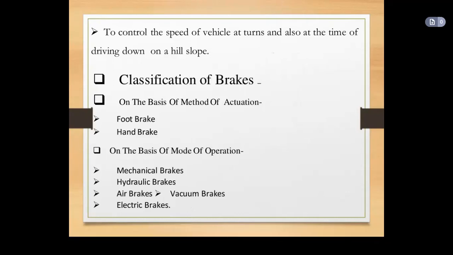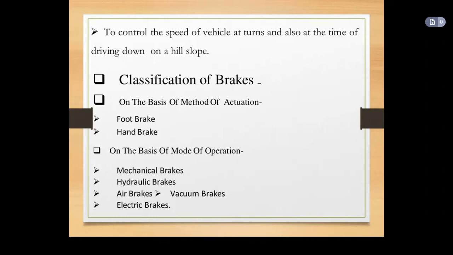The second function is to control the speed of the vehicle at turns and also at the time of driving down a hill slope. If we want to turn our vehicle and we do not reduce the speed, then an accident may happen, so to avoid that, we apply the brakes. Also, when we come from the hill region towards the lower side, the slope is very high, and due to that, a large amount of kinetic energy is available with the vehicle, so here we must apply the brakes.